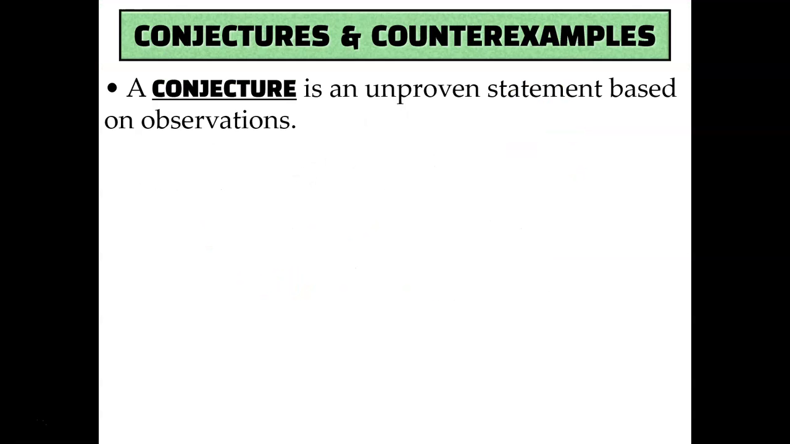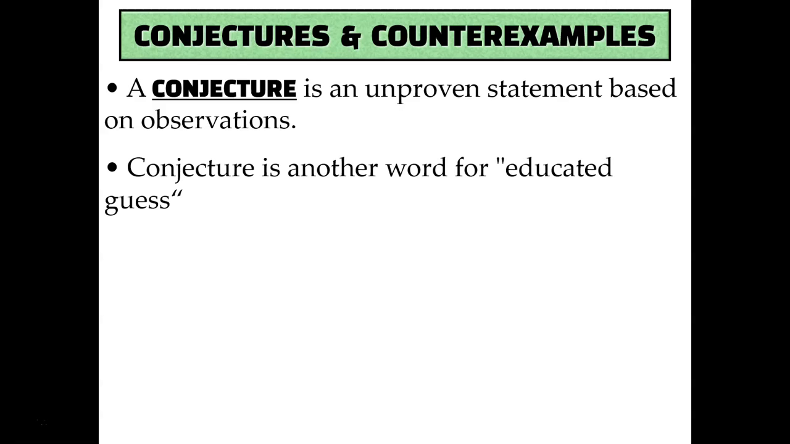What we just did on each of those 4 warm-up activities was write a conjecture. A conjecture is basically just a description of what you see in a pattern. It's an unproven statement based on observations. It's another word for educated guess.